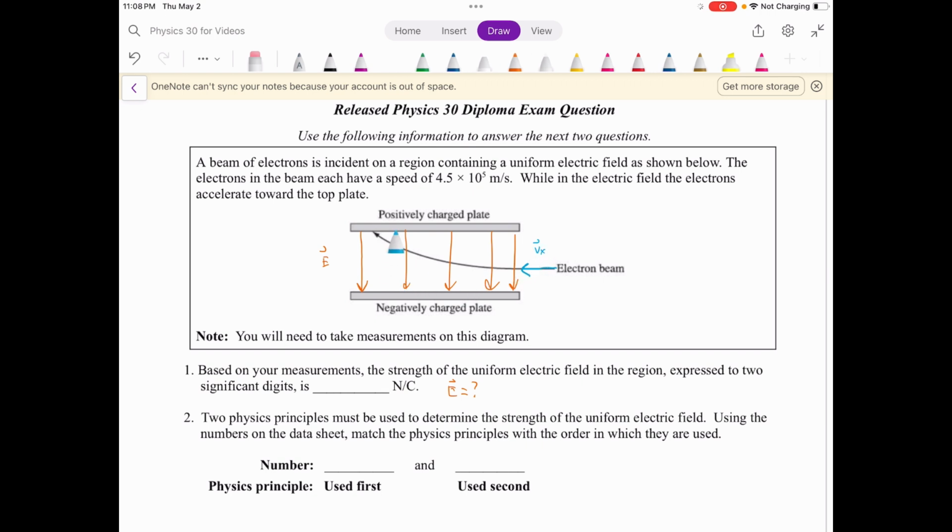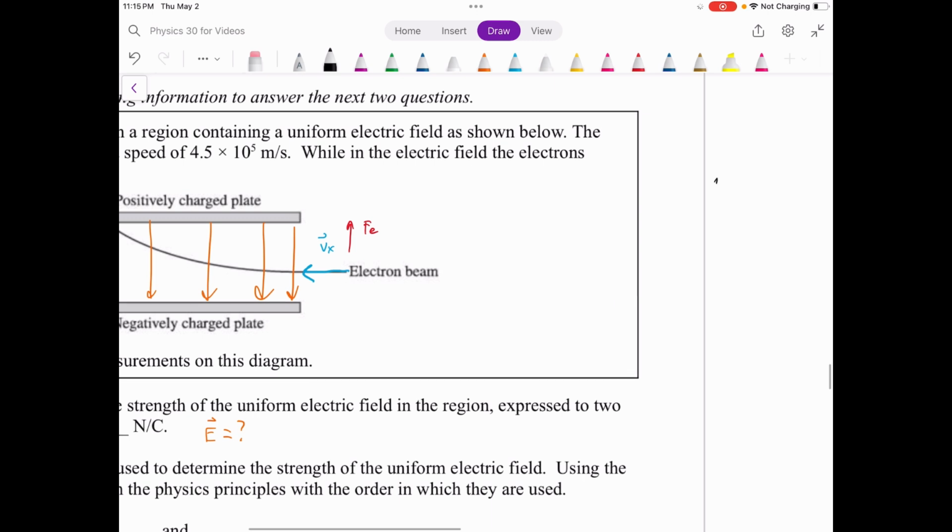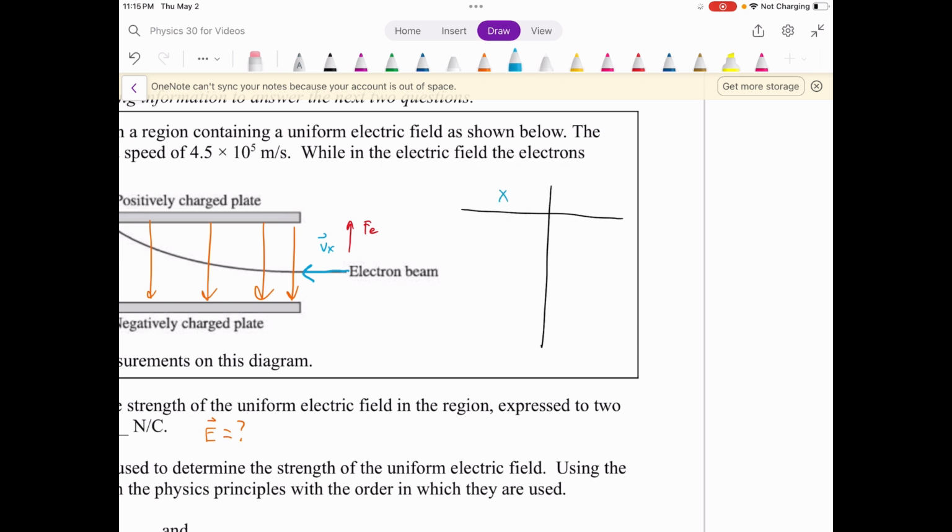That's completely separate from what's happening in the y-axis, where there is accelerated motion because there will be a force acting upwards, or at least towards the top plate, on these electrons. That's what's causing that acceleration vertically. So the horizontal motion and the vertical motion are entirely separate from each other. Just like you would do in Physics 20, we'll split up our X and Y axes and analyze the motion in them separately, because they're two completely different kinds of motion. This force has nothing to do with the horizontal motion. It's entirely acting on the vertical properties of its motion.